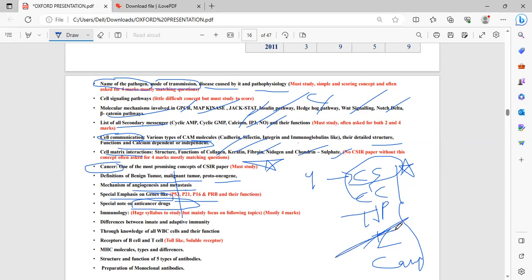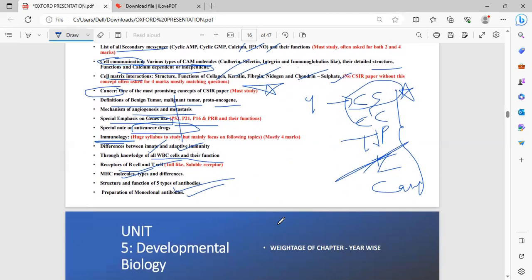Coming to the chapter that is immunology. In immunology, we study what the immunities are, that is innate and adaptive immunity. And after that, all WBC cells and their function. Next, receptors of B cell and T cell and MHC molecules, structure and function of 5 types of antibodies, and preparation of monoclonal antibodies.